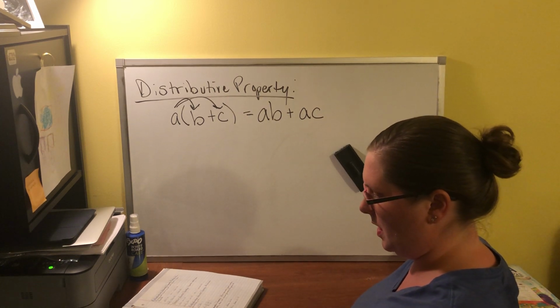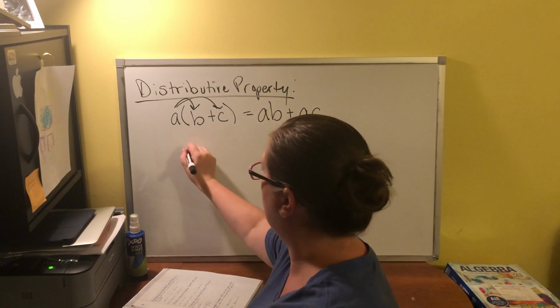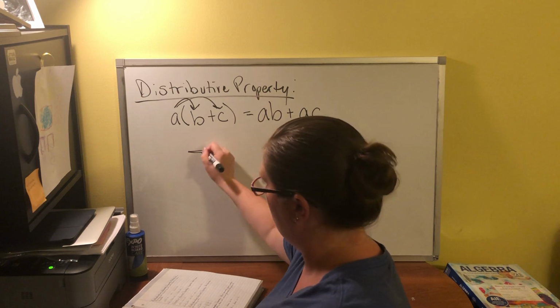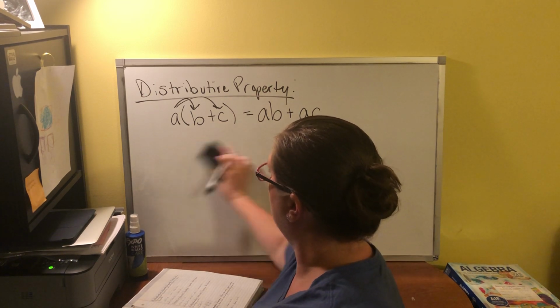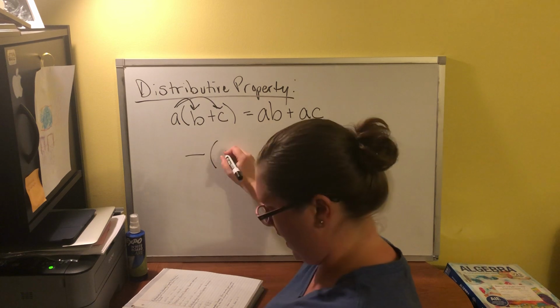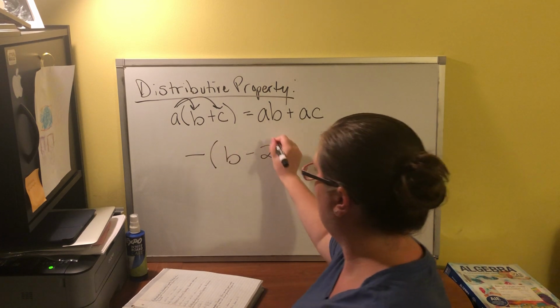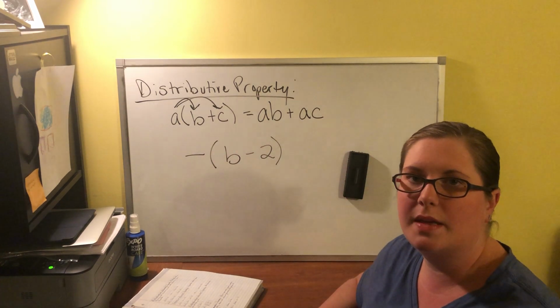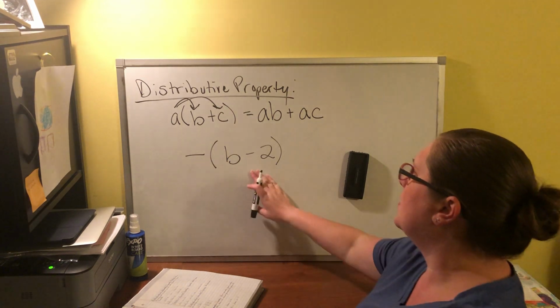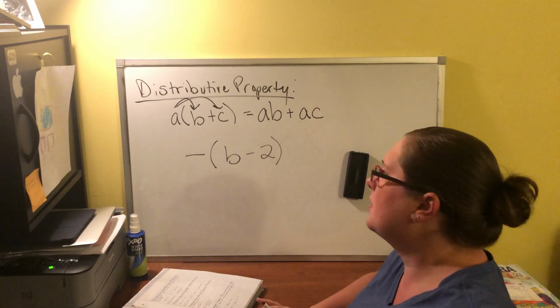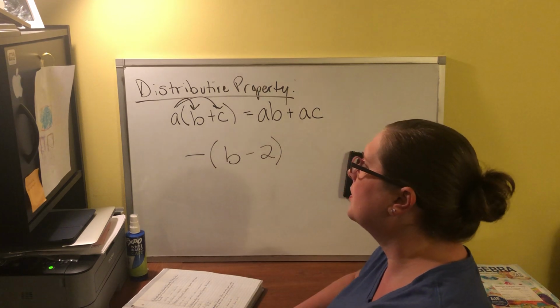All right, so let's go ahead and look at if we had a negative. So let's say they just had a negative out in front of the quantity of b minus 2. You could have a problem like this, okay? So once again, we look in the parentheses. I can't do anything, so I look out in front. Well, this time I just have a negative, okay?